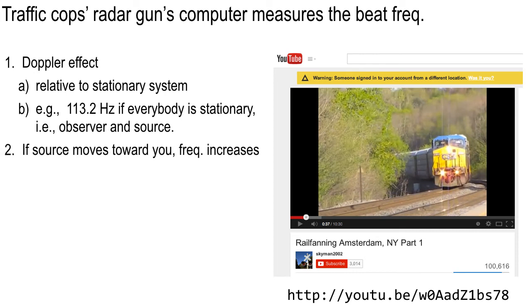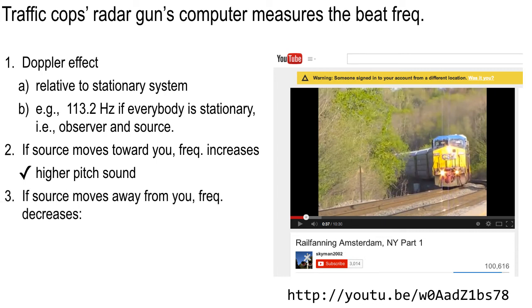So if everybody's stationary, you might have a train horn that blares out at 113.2 hertz. All right? But if the train is moving toward you, the frequency that you hear is going to be a little bit bigger. It's going to be a higher pitch. All right? So here's what you got to remember. In that YouTube video, what we didn't hear was the sound of the train horn when the train was stopped. We only heard it when it was coming toward us and then when it was moving away from us. So we didn't hear the stationary sound. But whatever that stationary sound, it was something less than the sound when it was approaching.